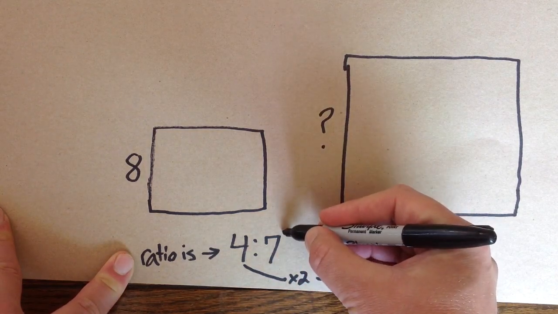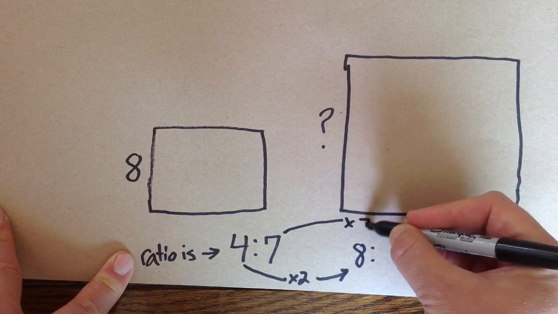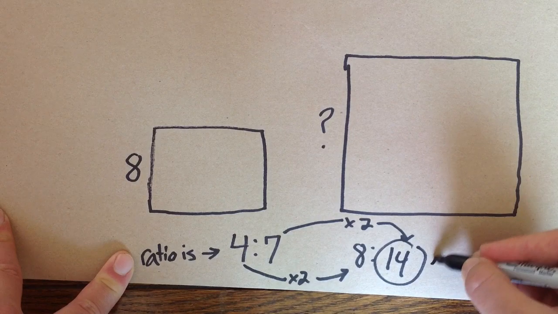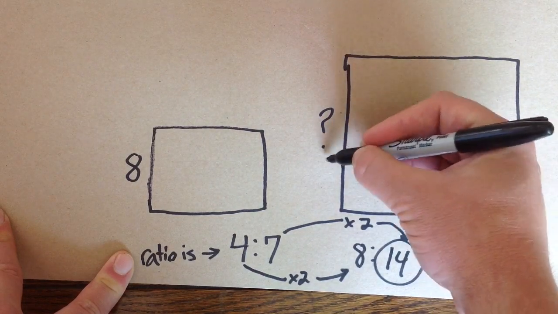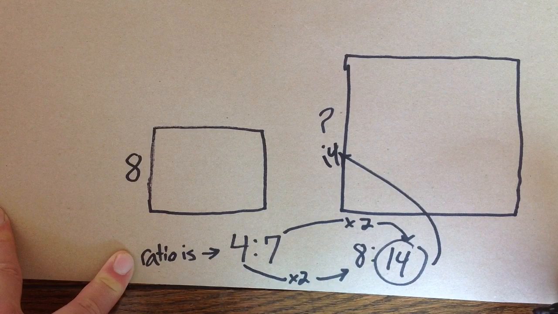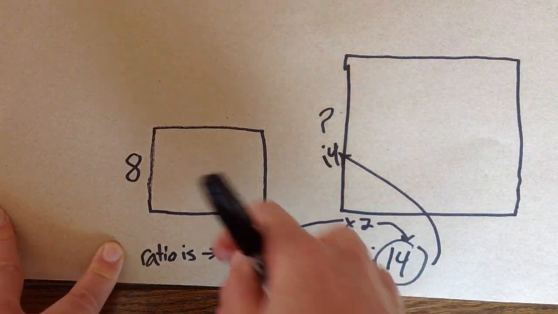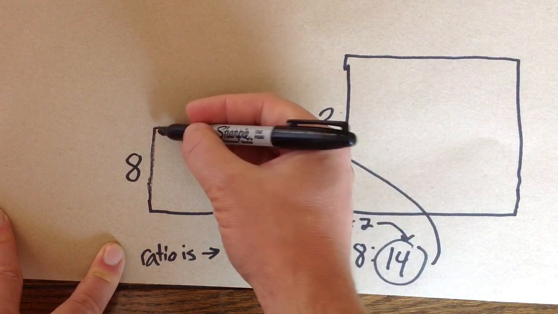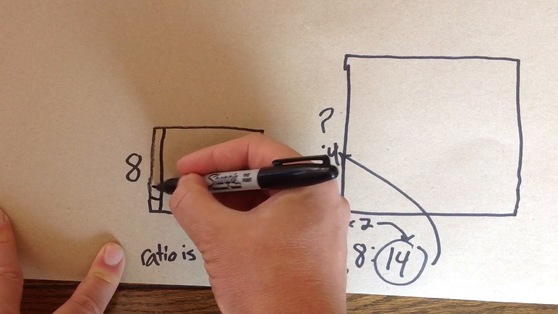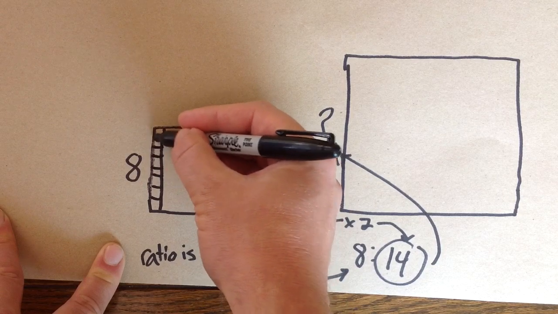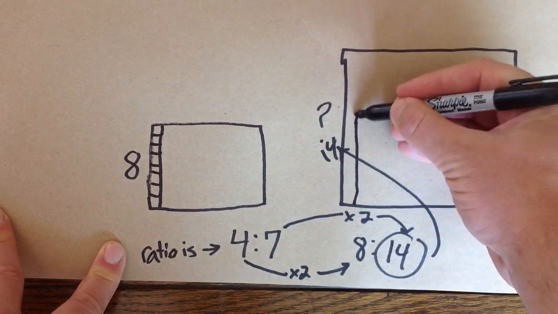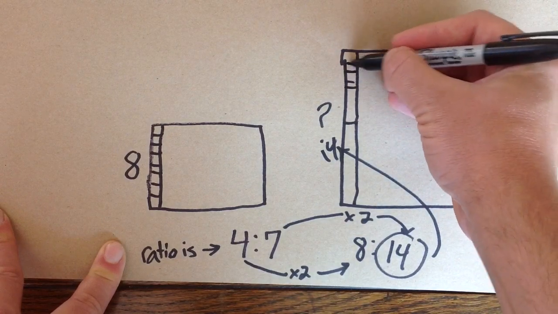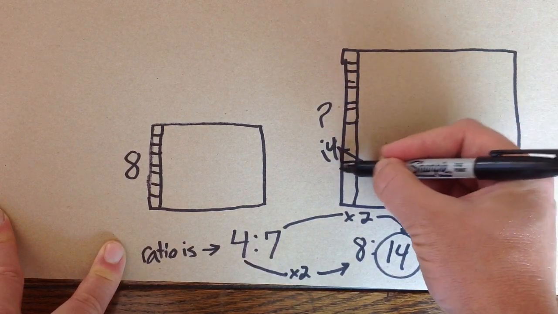So that means I could take my 7 and I can multiply that by 2 as well. That will give me 14. That means that 14 is over here as my length is 14. So what I've done here is I've actually written a new ratio that's equivalent to my original one of 4 to 7. Only my new ratio uses the actual lengths of 8 on one figure and 14 on the other figure. That's just using the actual lengths. It is equivalent to the original ratio of 4 to 7.